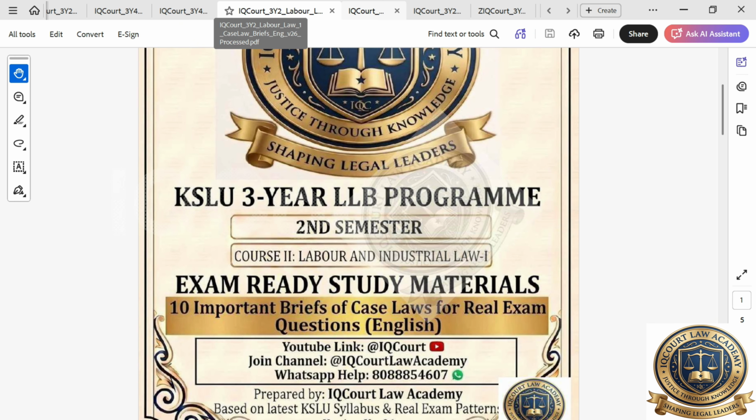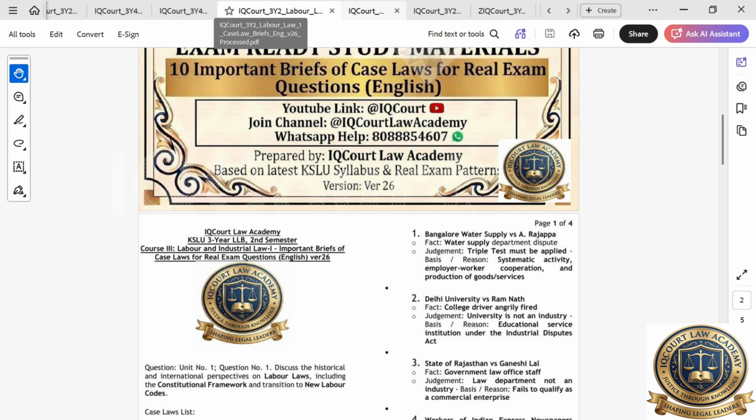Also, we provide the important landmark case laws for each of the questions, so that you can concentrate on case laws specifically. That is the reason we provide a separate material only for case laws. It does not have so many pages. It has just 4 pages.